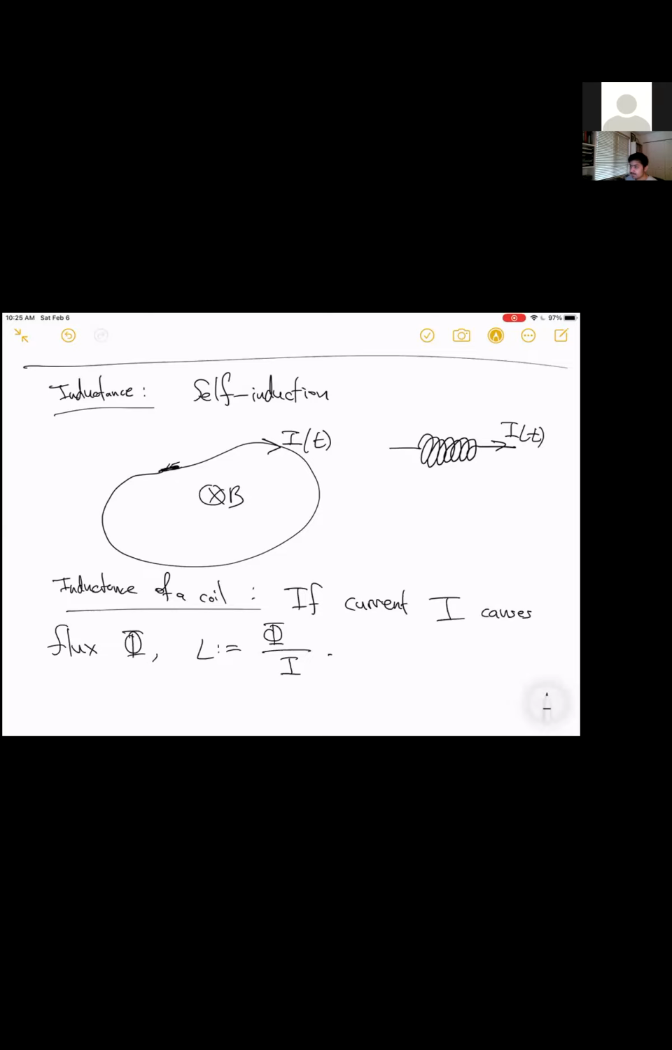So can somebody explain to me why this quantity is independent of what current you put through the coil? I claim L is a purely geometric property of a loop or a coil. Based on the equation here, it seems to depend on the current I. So can somebody explain to me why it will not end up depending on the current I?